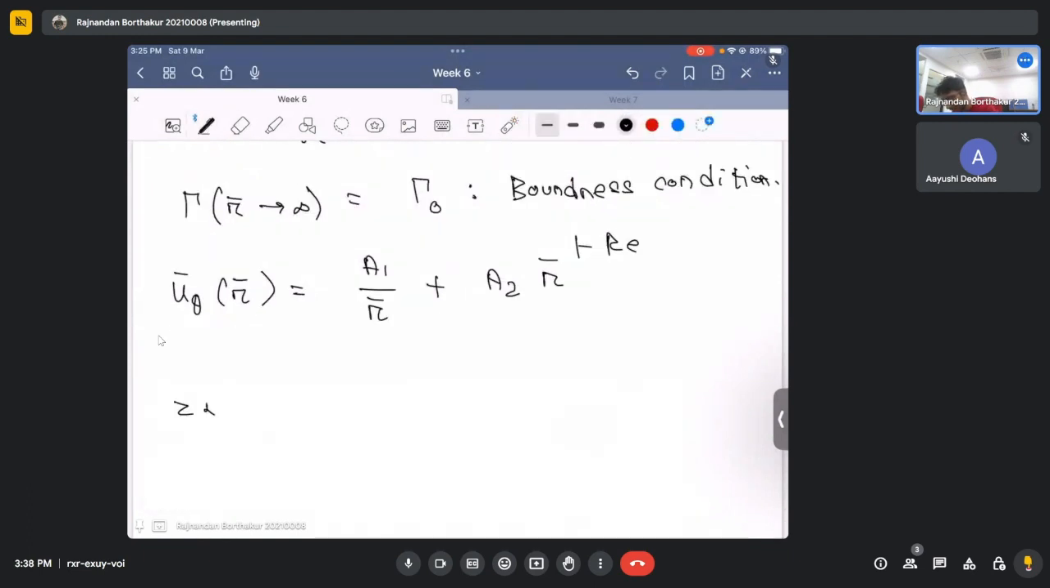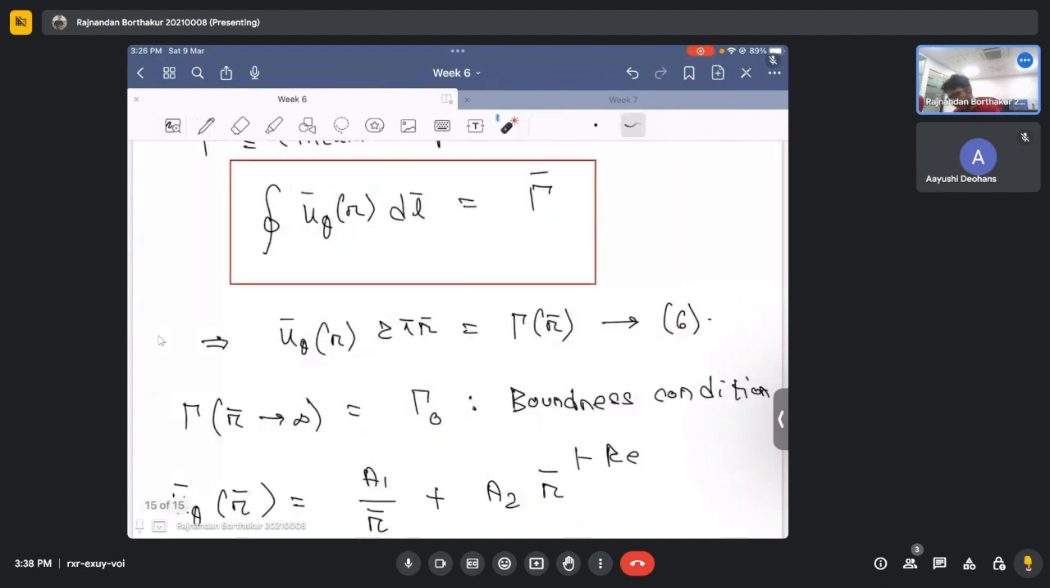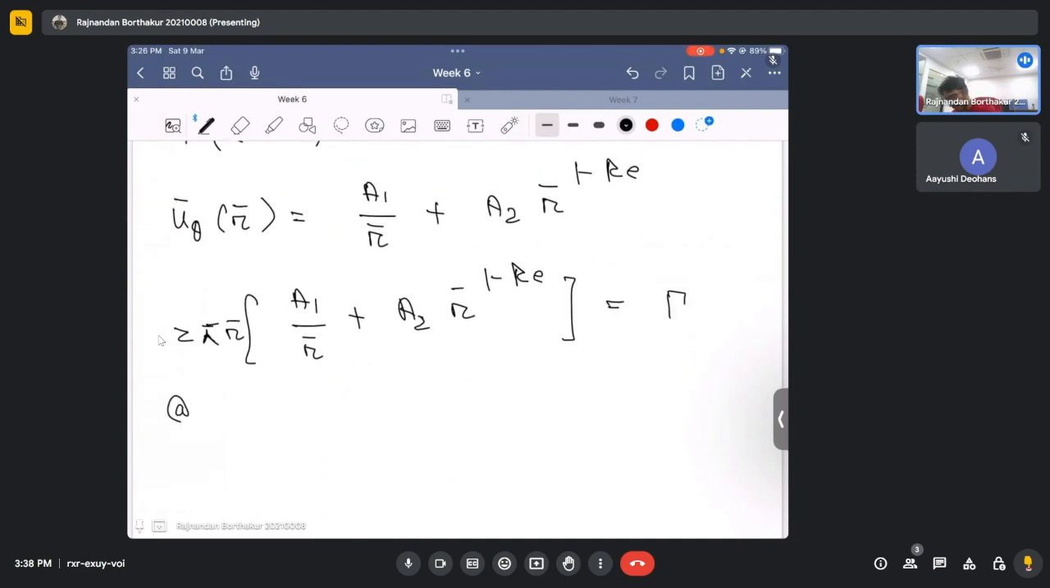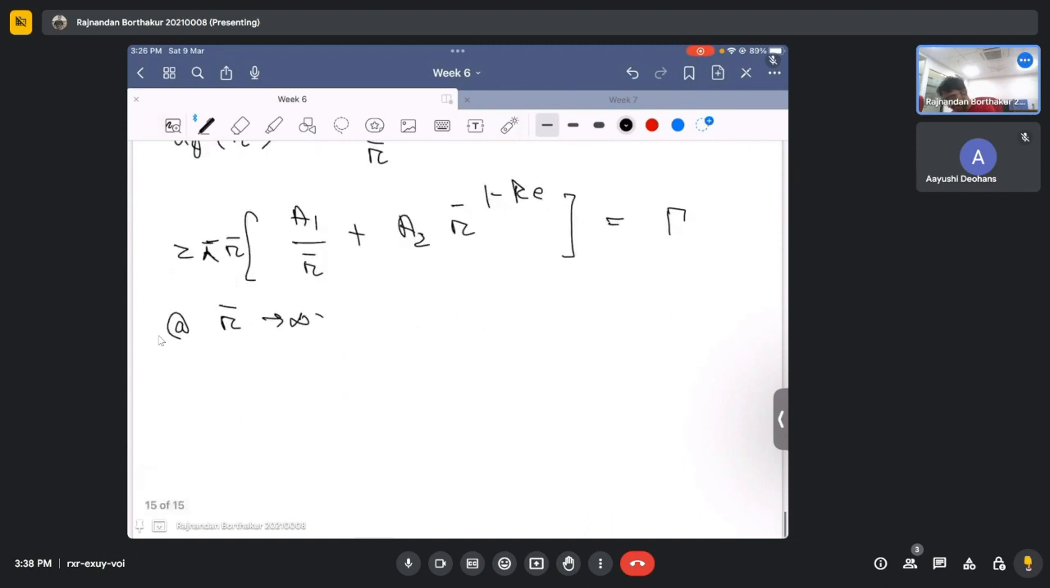So we get 2 pi into u theta bar. So u theta bar is a1 by r bar plus a2 into r bar to the power 1 minus Reynolds number, and there has to be a 2 pi r bar because we have used this definition, and this was equal to gamma. And at r bar tending to infinity, we know that 2 pi r bar into a1 by r bar plus a2 into r bar to the power 1 minus Reynolds number is basically gamma naught.